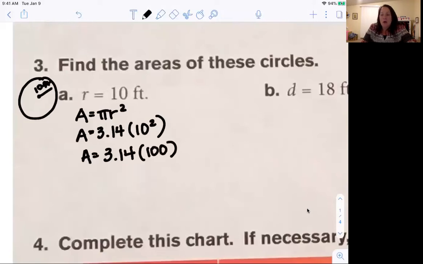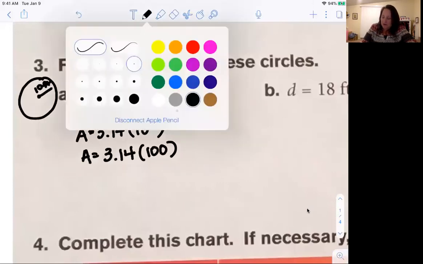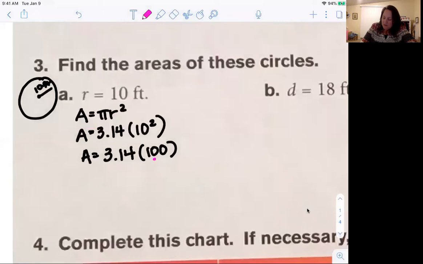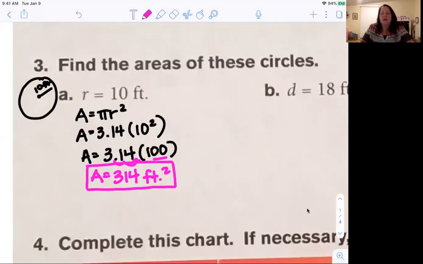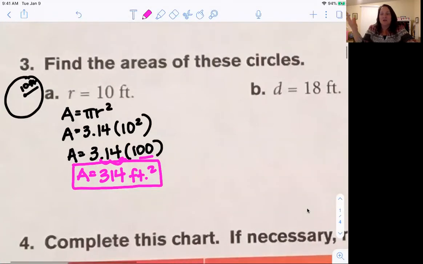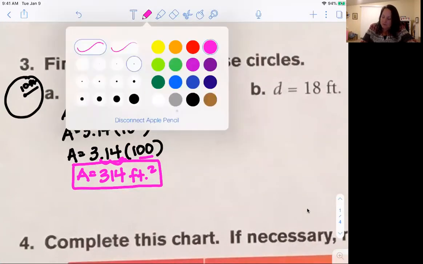Anytime we're dealing with powers of 10, 100, 1,000, and so on, we just need to move our decimal to the right as many zeros as we have in the multiplier. So if I had 2 zeros here, I need to move my decimal twice to the right, and area equals 314 what? Square feet. Good job. 314 square feet. Okay. Now letter B can trip us up, and it actually did trip me up yesterday, remember?